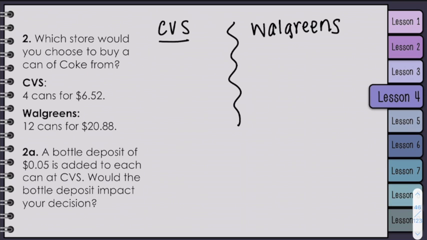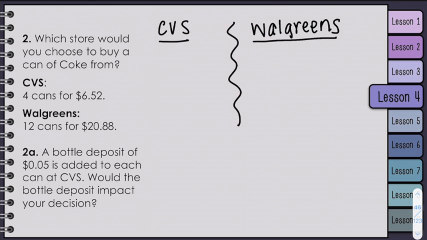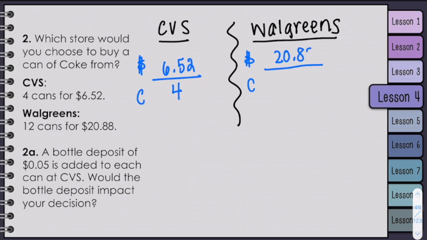You want to see who has the better deal, or the best buy, as we call it, to see whether we want to purchase that one or the other. So here we have the amount and cost. Same thing, amount and cost, cans. So we have $6.52 for 4 cans at CVS. Then for Walgreens, we have $20.88 for 12 cans.